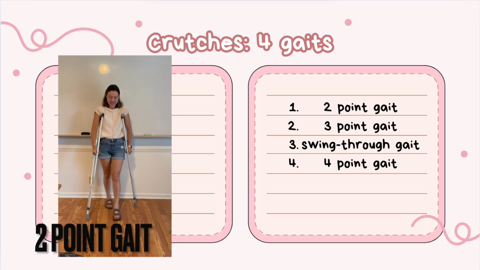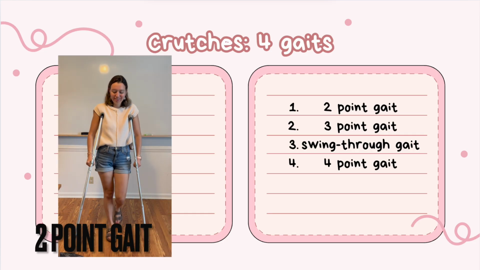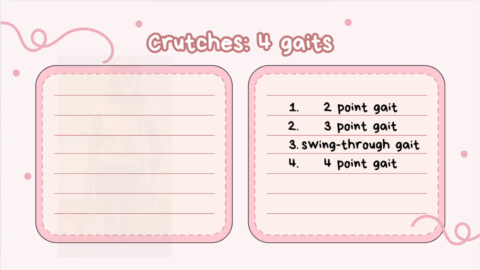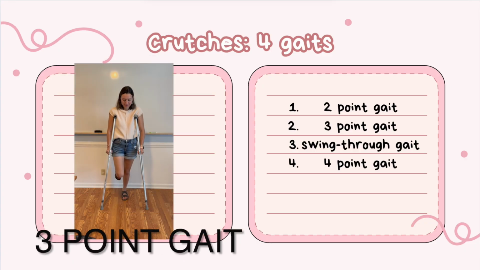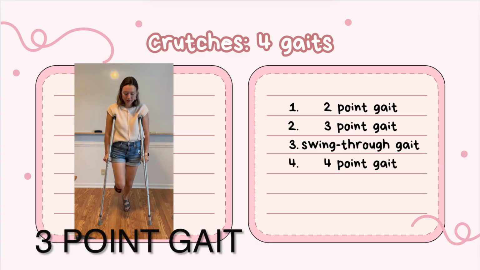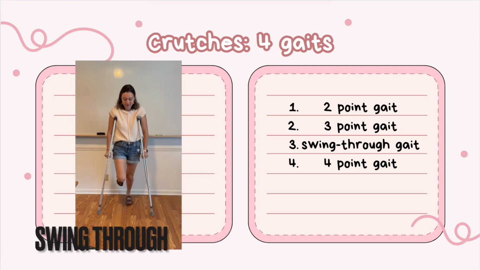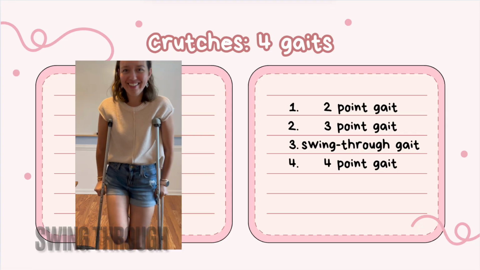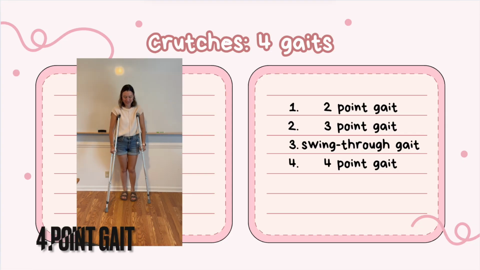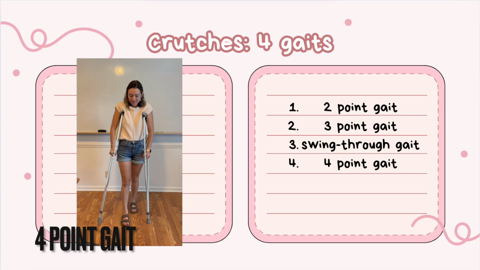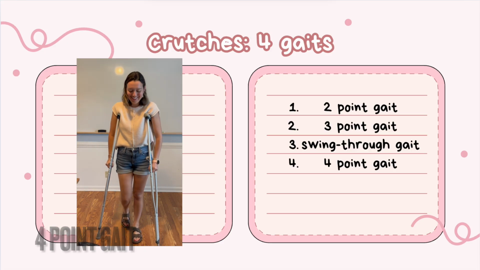With 2-point gait, you move the crutch and the opposite foot at the same time. With 3-point gait, an injured leg is lifted and your other leg hops forward. Swing through is like 3-point, but you travel further. 4-point gait is crutch, opposite foot, crutch, opposite foot.